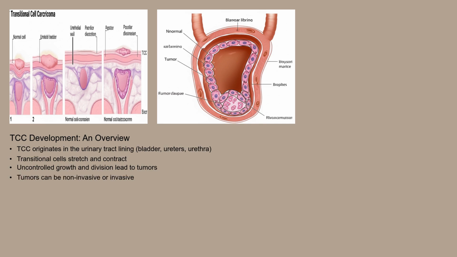The cancer starts with genetic mutations that cause these cells to grow abnormally. As these cells multiply, they form a mass, which can then spread through the bladder wall or to other organs.